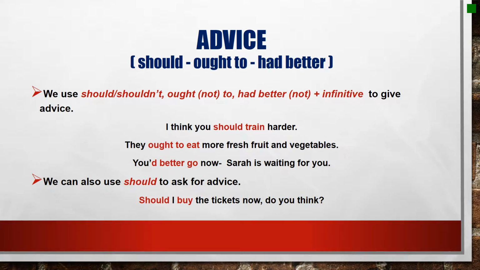If you want to give advice, you can use three different modal verbs: should, ought to, or had better. For example, I think you should train harder. They ought to eat more fresh fruit and vegetables. You'd better go now. Sarah is waiting for you.